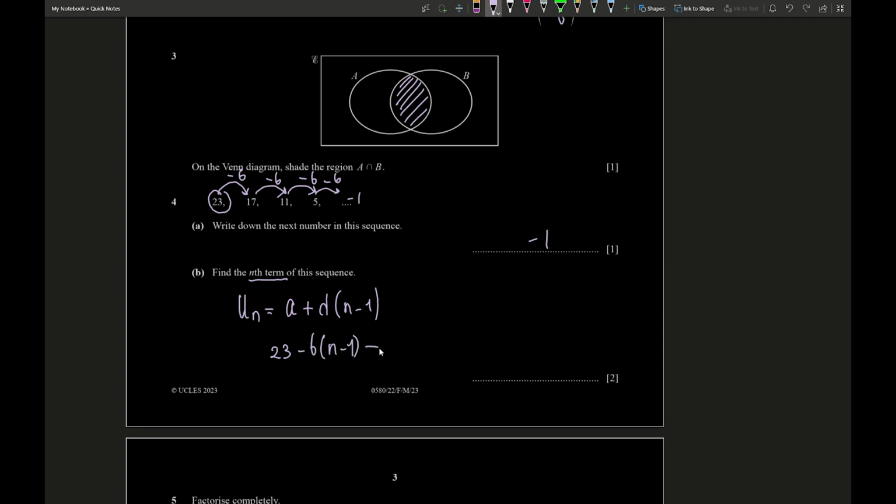Just expand and simplify this. You'd get 23 - 6n + 6, which is equal to 29 - 6n, and this is equal to u_n. And to verify if this is correct or not, just substitute n with any value, 1, 2, 3, 4, or 5, and you'll get the corresponding term.